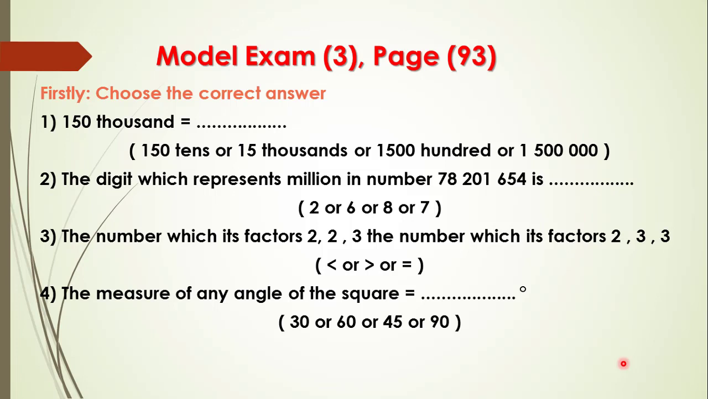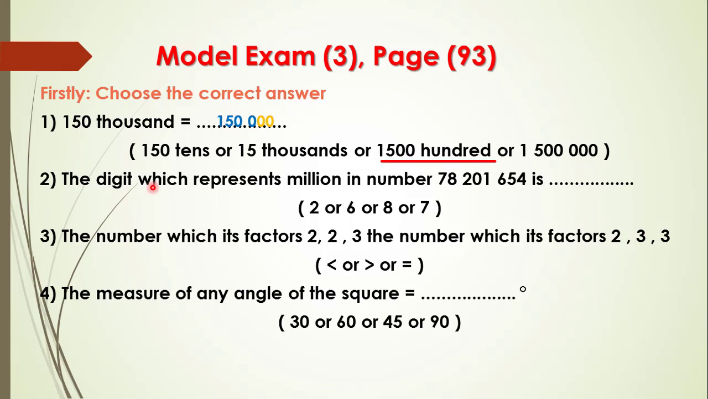Number 1, 150,000 equal. I want to choose the right answer here. The first step, let's write 150,000. To write this number, just cancel the word thousand and put instead 3 zeros. So this is the 150,000. Now I want to choose the suitable one. The third one is suitable because here we have 1,500 hundreds. It means I'll cancel the word 100 and put 2 zeros like here. So this is the same number. So I'll choose 1,500 hundreds, the third choice.